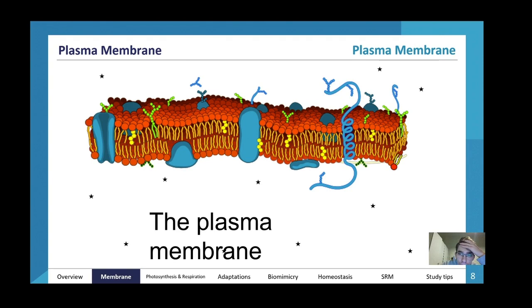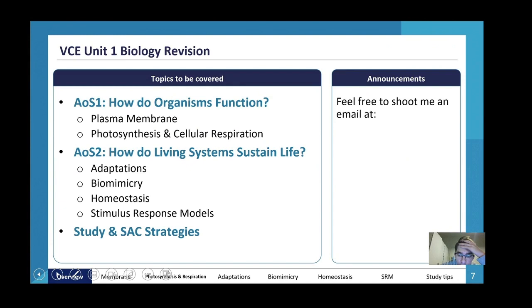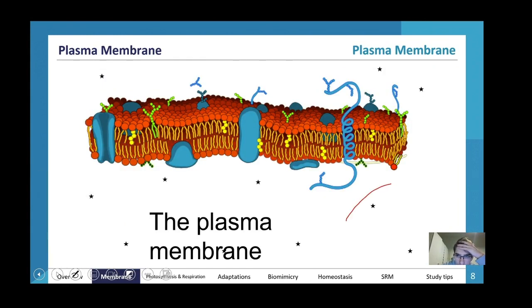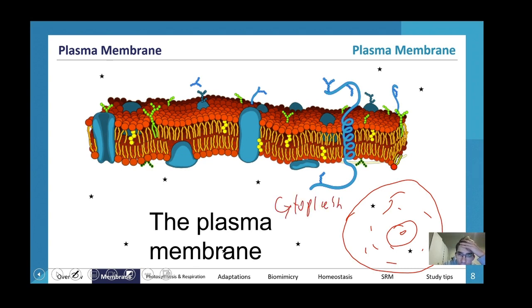First of all, the plasma membrane is essentially a membrane that surrounds a cell, a eukaryotic cell. Right? Now, the cell obviously has the nucleus, the nucleolus, and its organelles in the cytoplasm, where the cytoplasm is the cytosol, which is the fluid, plus organelles.